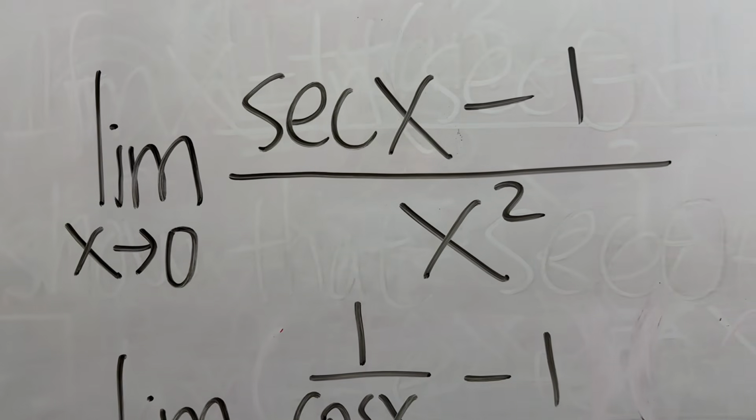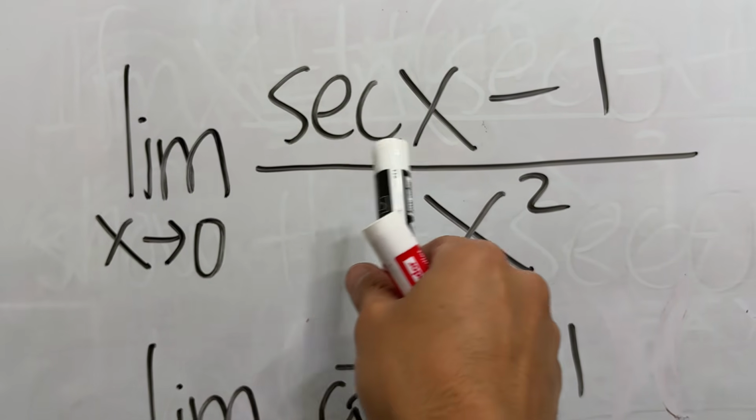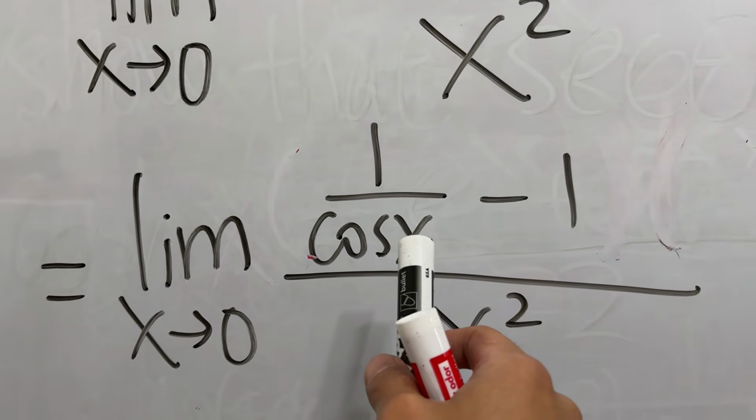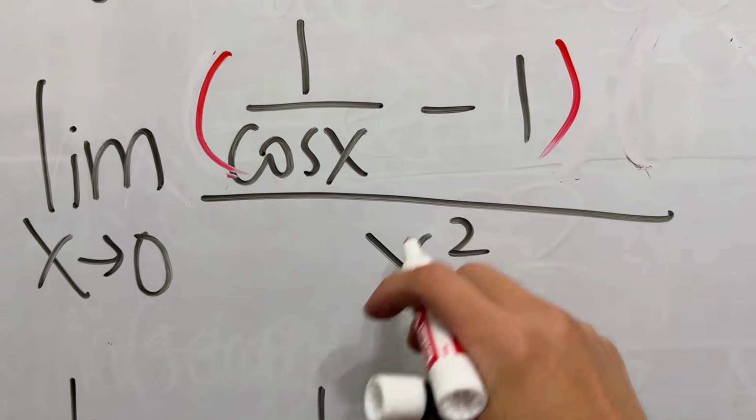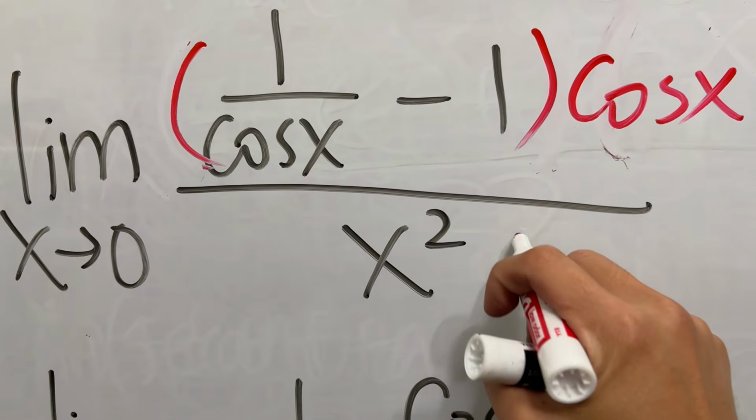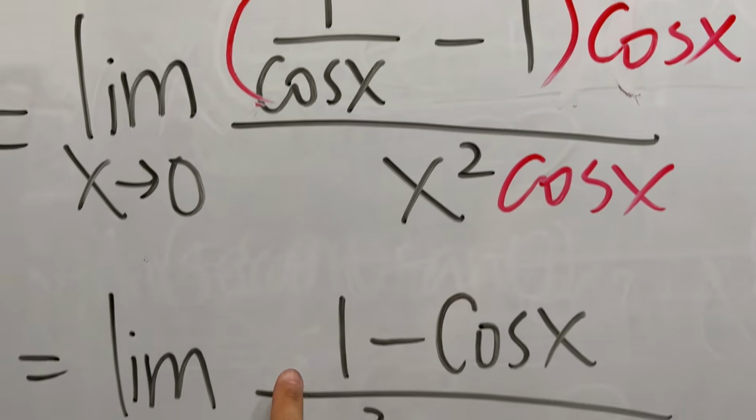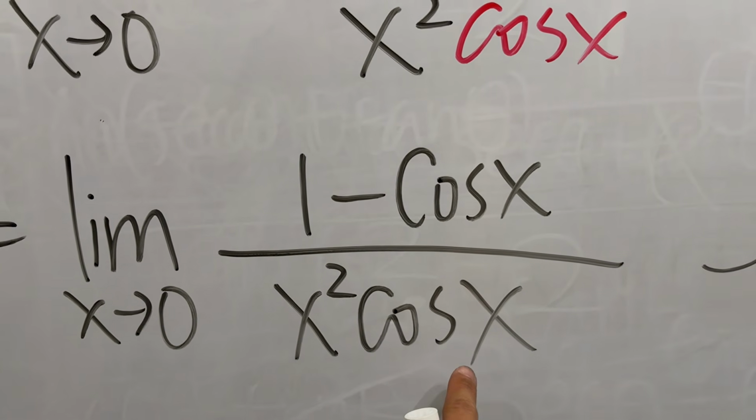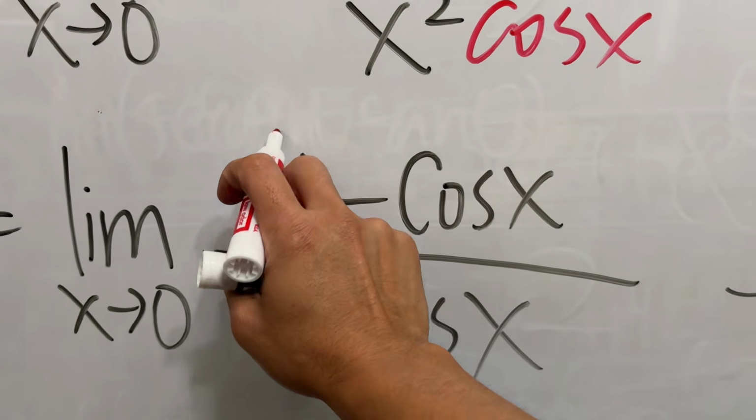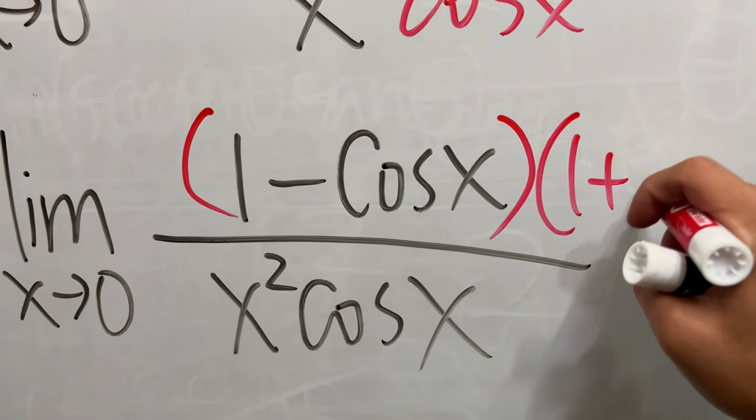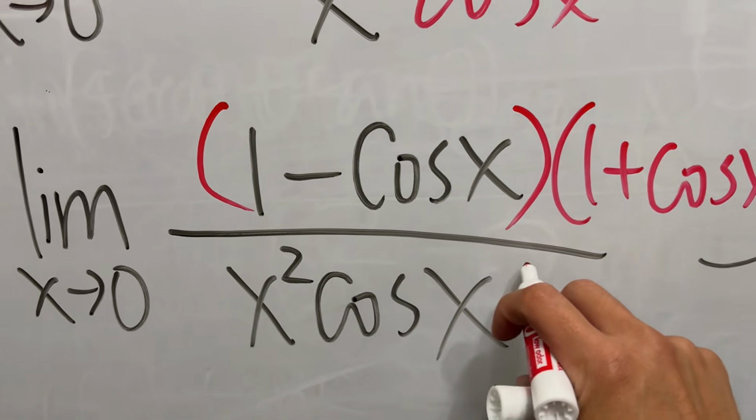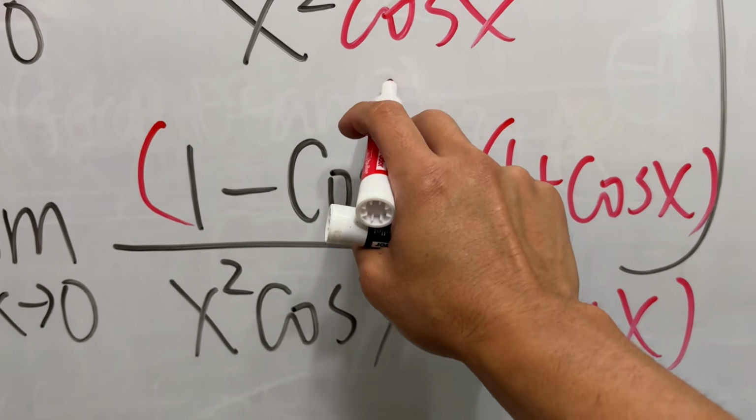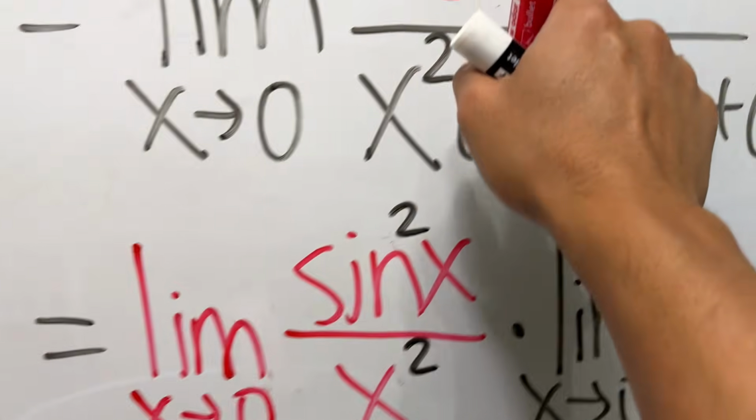That's it. So I just realized that you don't need L'Hopital's rule for this limit either. First, you can write secant x as 1 over cosine x, and then we can multiply the top and bottom by cosine x, so that you get 1 minus cosine x on the top, and then x squared cosine x on the bottom. Then I will multiply the top and bottom by 1 plus cosine x. That way, the top is 1 minus cosine squared, which will get sine squared.